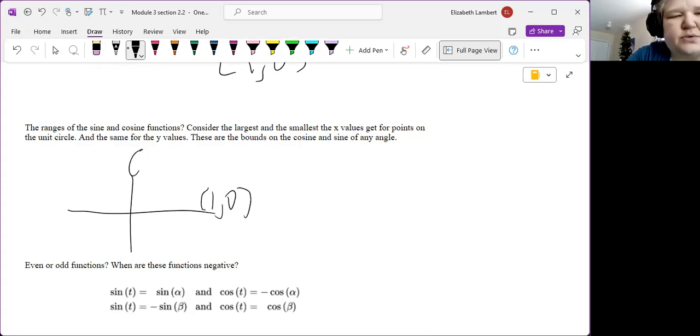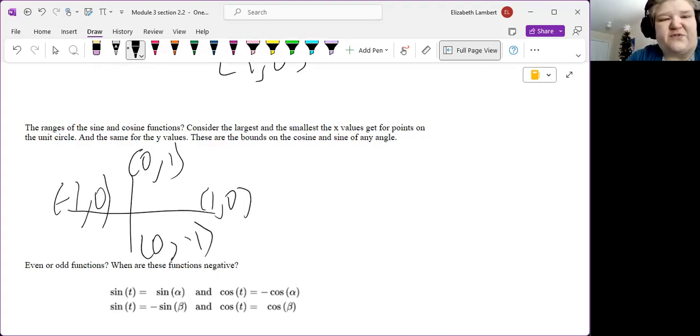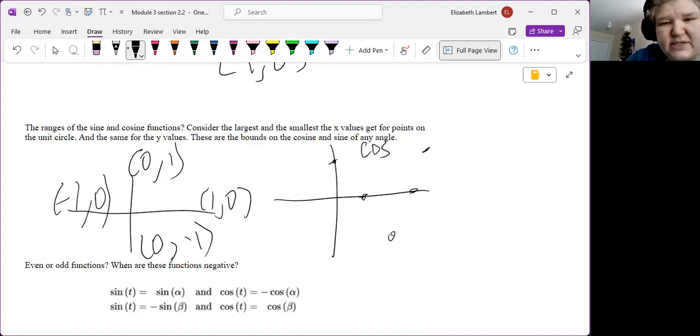One, 0, 0, 1, negative 1, 0, and 0, negative 1. So my x values go 1, 0, negative 1, 0, and back to 1. So if I was going to plot just those points, we start at 1, we go to 0, we go to negative 1, go to 0, we go to 1. This is cosine. And we're going to see the actual graph has a little more curve to it. But that's our first 0 to 2 pi or 0 to 360 degrees of cosine.